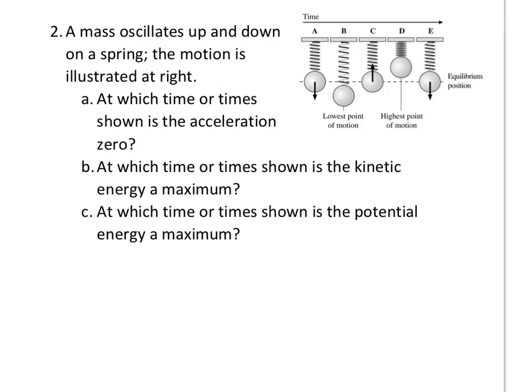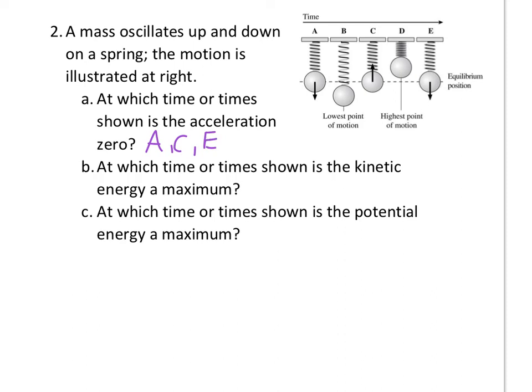Let's look at the next 2, and again, these are going to go pretty quickly. We have a mass oscillating up and down on a spring. It shows us the motion over here. Where is the acceleration 0? So remember, acceleration is 0 when you have no net force. You have no net force anytime you're at the equilibrium position. So this would be A, C, and E.